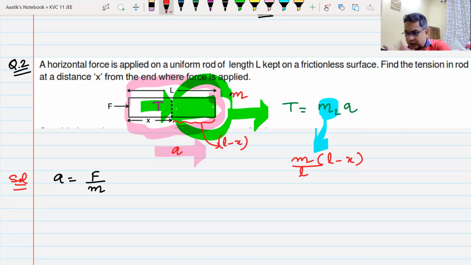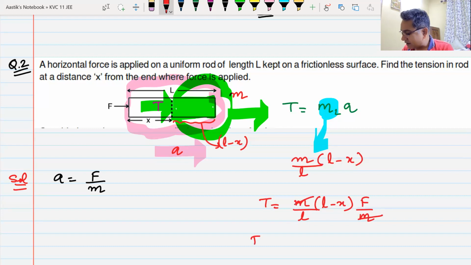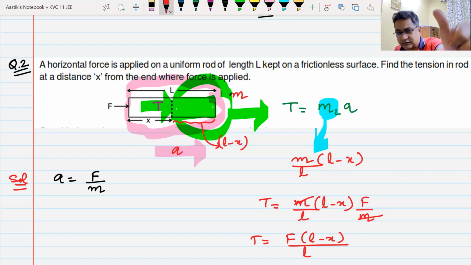That's it. You put everything together and you will get the tension in the rod. The tension in the rod will be m by L into L minus x multiplied by A. A is F by m. Your m and m get cancelled and your tension becomes F into L minus x divided by L. Do we understand this? Yes, sir. I'll give you 1 minute to note it down. Once you have noted it down, let me know.